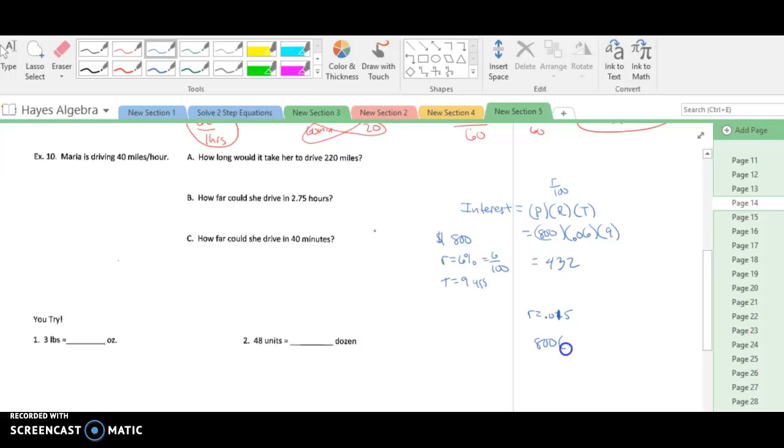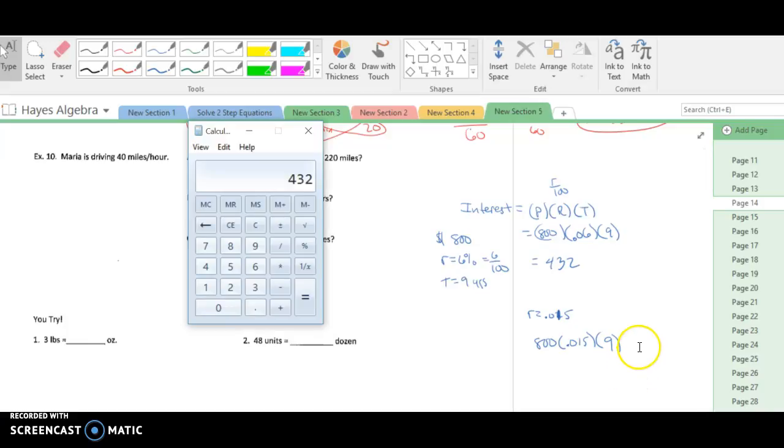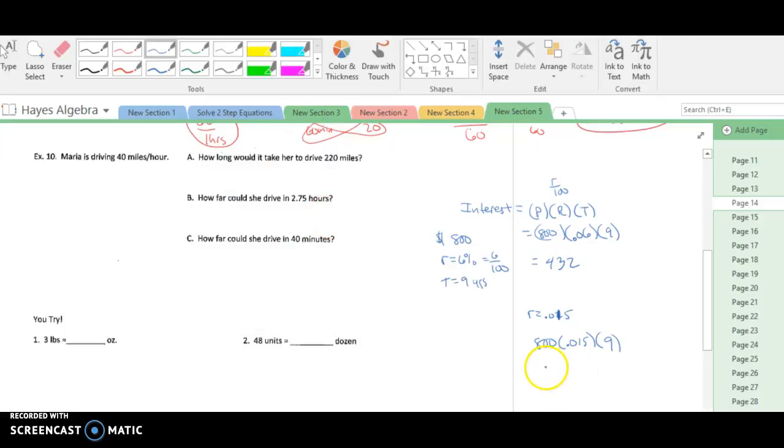But say the rate got changed to 0.015, I'll say, right? I would do 800 times 0.015 times 9, right? That's going to change, so I'll say 800 times 0.015 times 9 gives you $108. Now the two examples I gave you, right, the interest earned would be 208, I think I said.